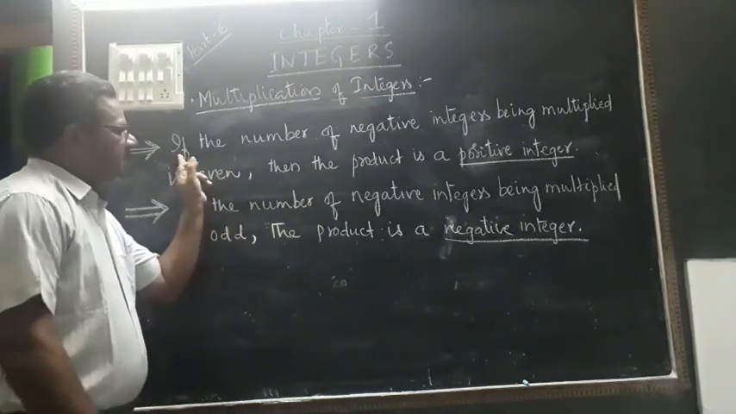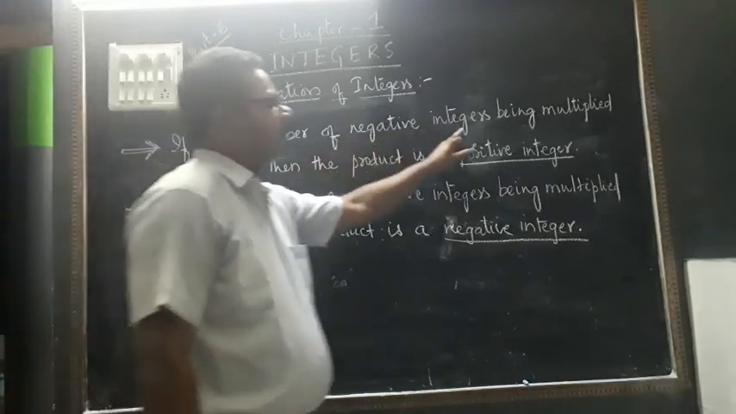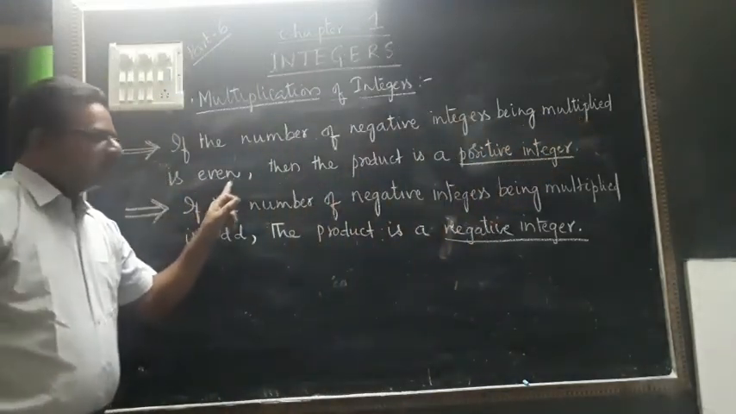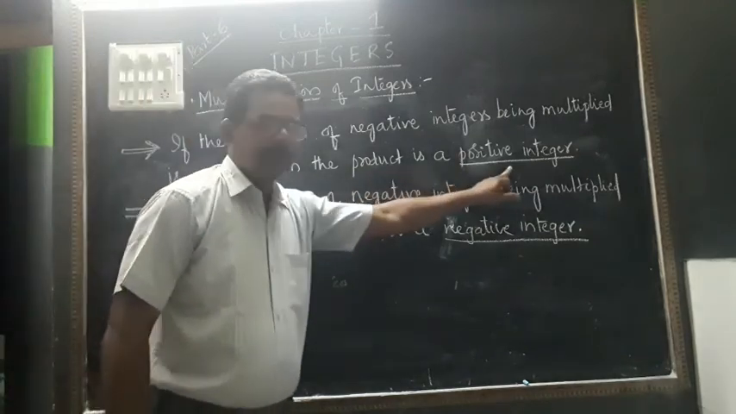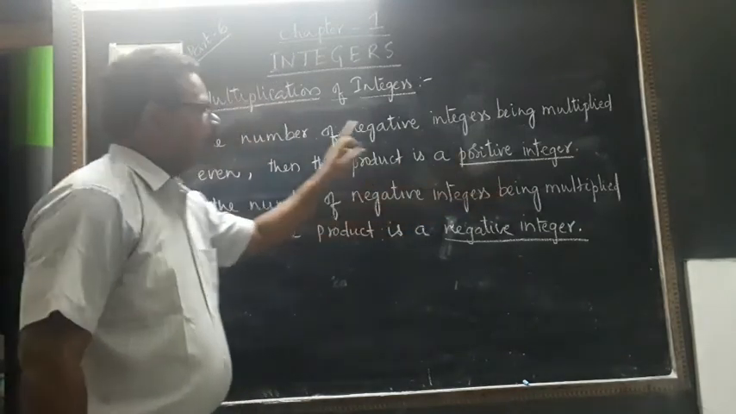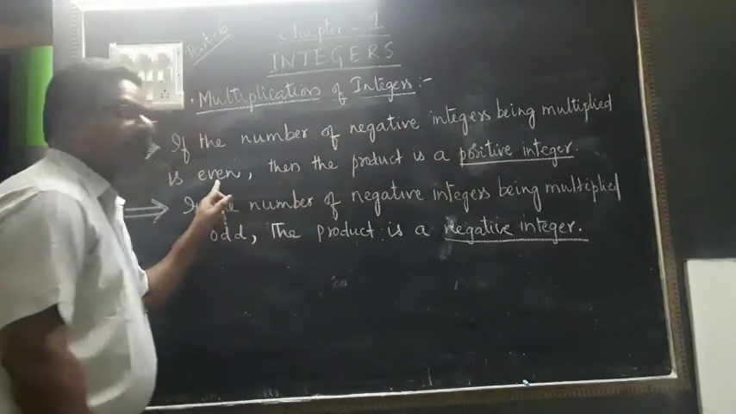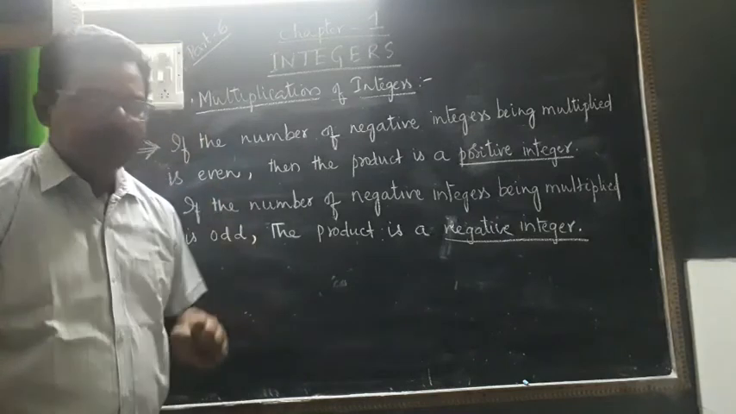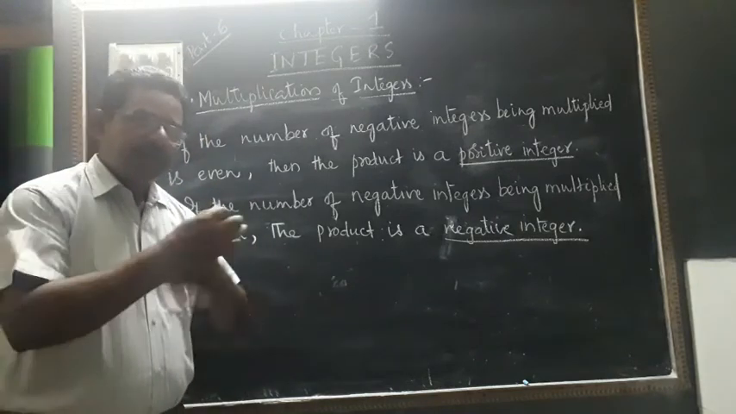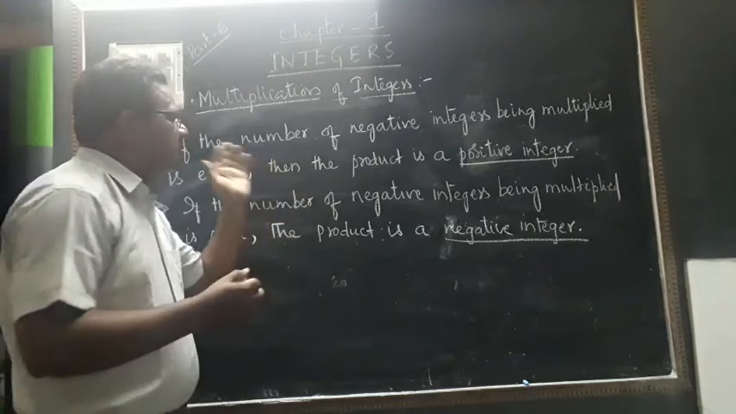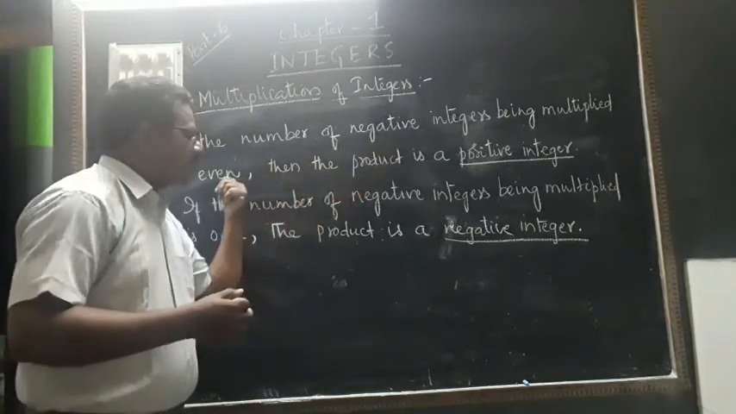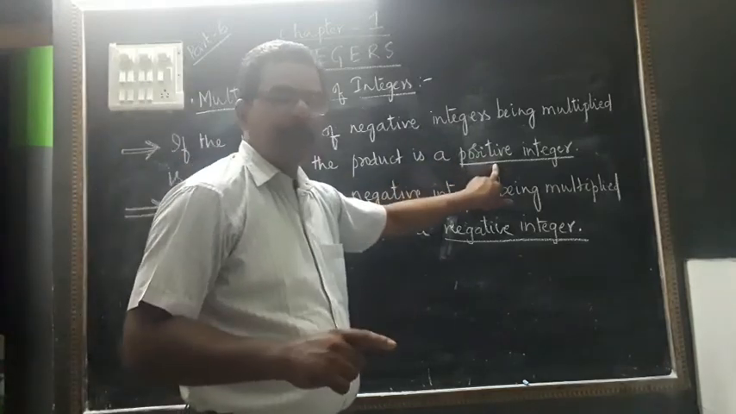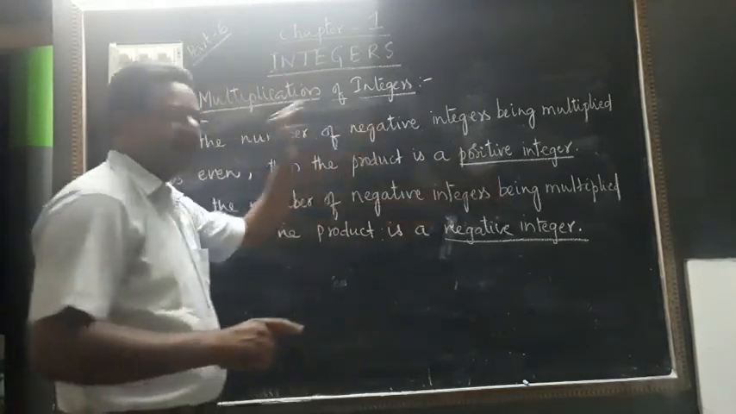The first one is, if the number of negative integers being multiplied is even, then the product is a positive integer. Suppose 4 negative integers, 6 negative integers, 8 negative integers, 10 negative integers. Like that, if the number of negative integers is an even number, the final result will become a positive integer. This is the first point.